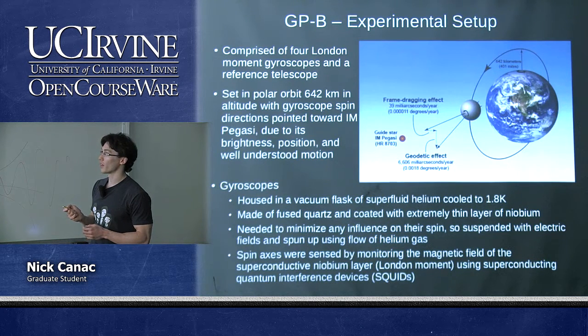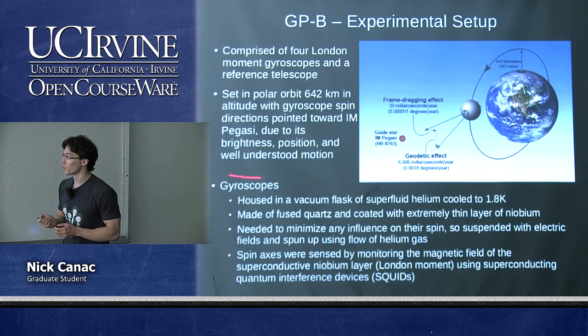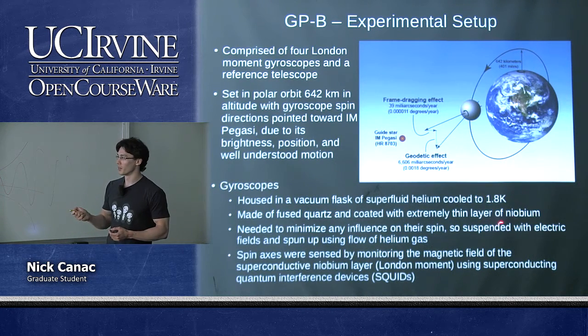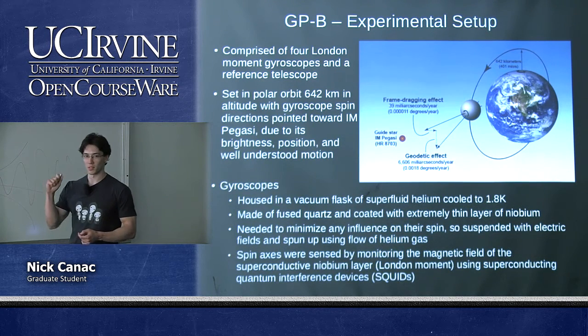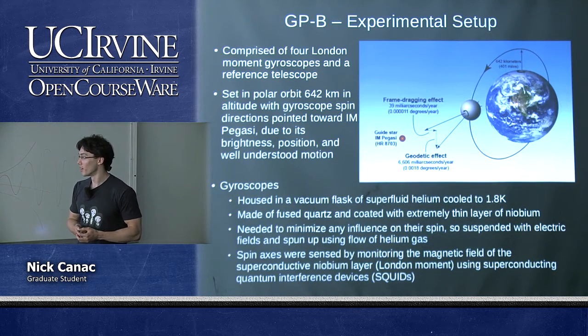In the spacecraft, they had four London moment gyroscopes. A London moment gyroscope is just a gyroscope that they coat with niobium, and then they supercool it, so it's a superconductor. If you have a spinning superconductor, you get a magnetic field which is aligned with the rotational axis. They can then measure the direction of the magnetic field using SQUIDs. That's how they measure the spin.